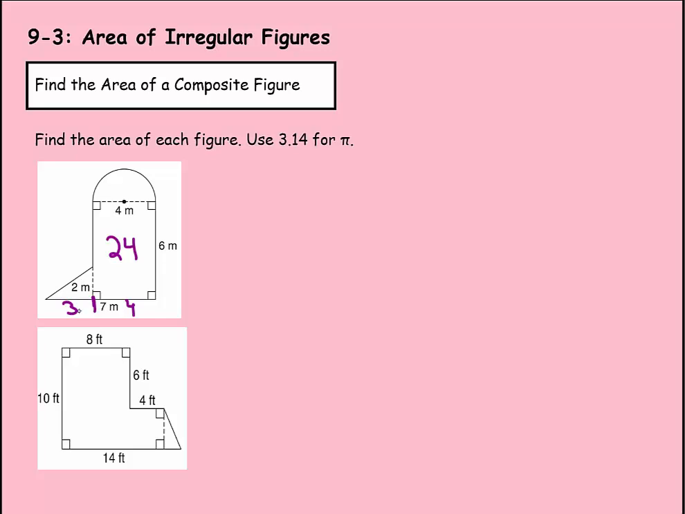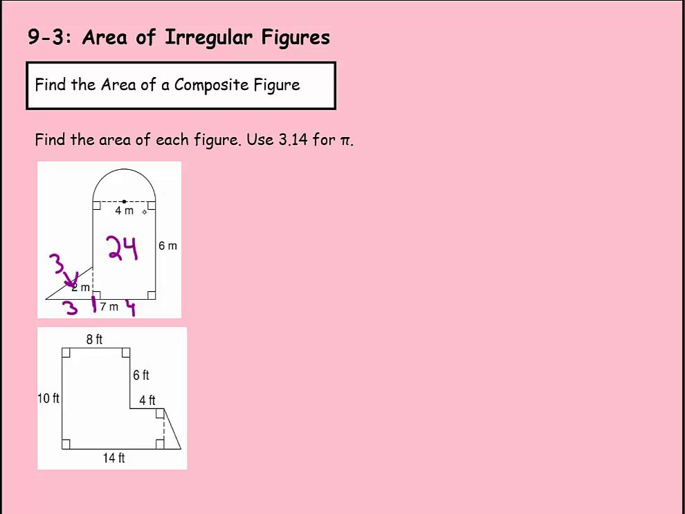Now I can find the area of a triangle. The area of a triangle is length times width divided by 2. So we do 3 times 2 divided by 2. So we do 3 times 2, which is 6, divided by 2 is 3. So the area of this triangle would be 3.